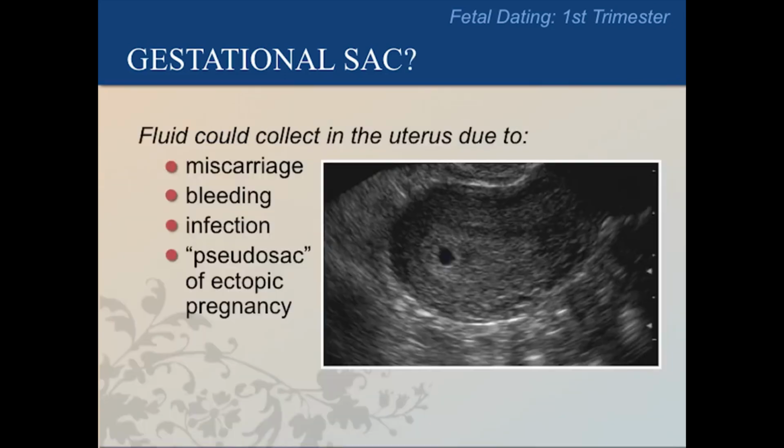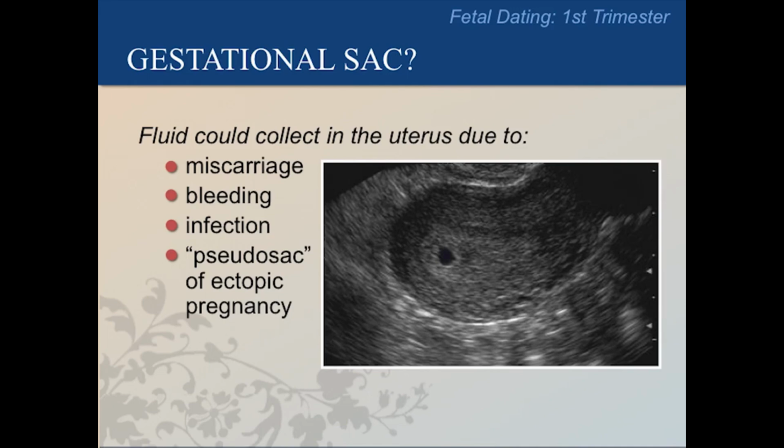This sagittal image of the uterus also shows a small fluid collection. This could be a gestational sac, but sometimes fluid from other causes can collect in the uterus and look like a gestational sac on an ultrasound. This fluid could be from a miscarriage, bleeding, infection, or a pseudosac of an ectopic pregnancy, which looks similar to a gestational sac.